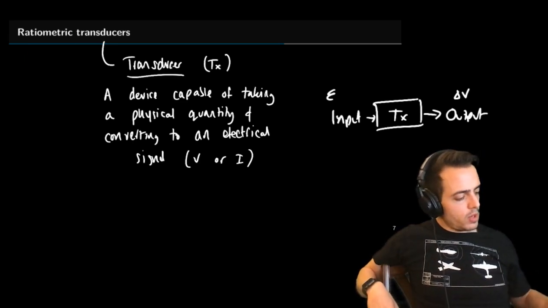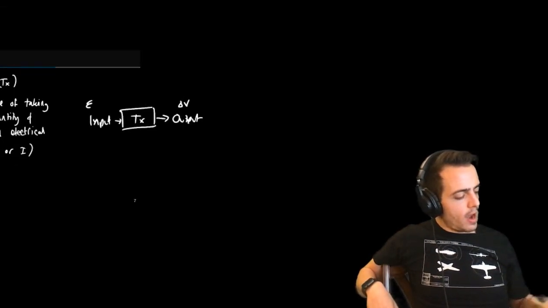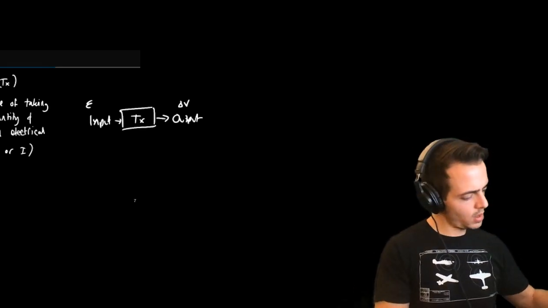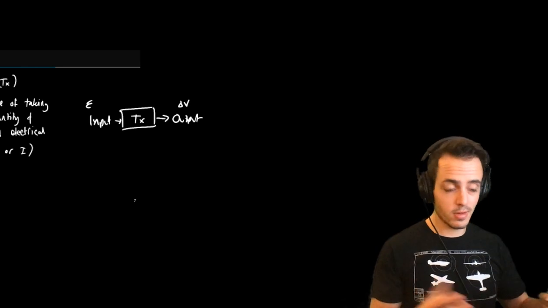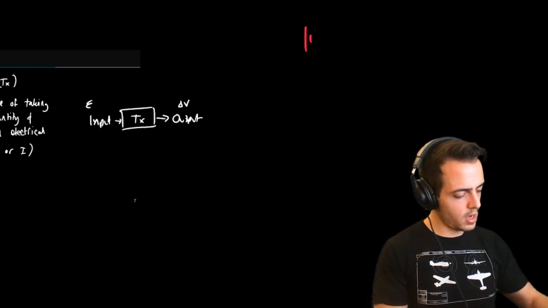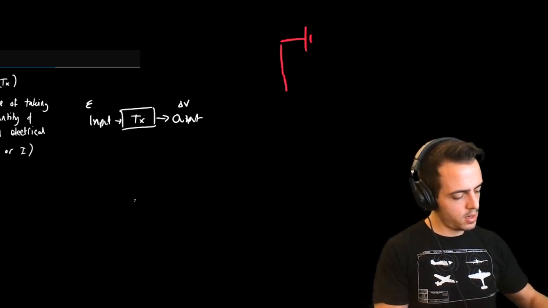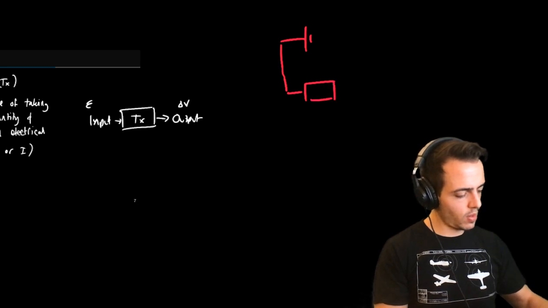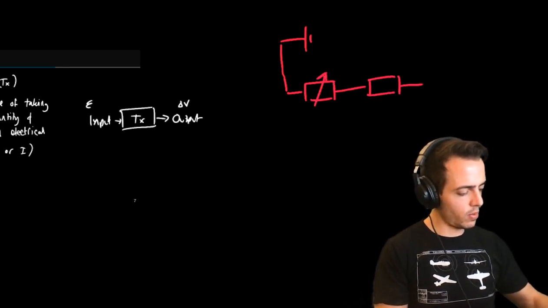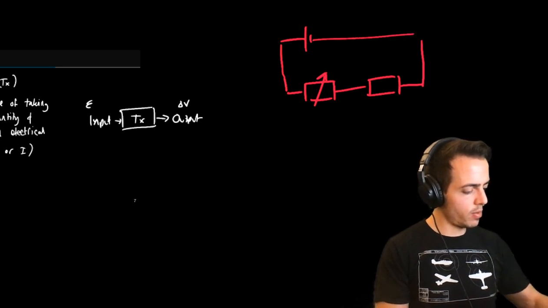Now, in order for there to be a strain gauge, let's have a think about how that works. So let's make a simple DC circuit. We'll make a circuit with two resistors, one of which is variable, one of which has got some constant resistance.